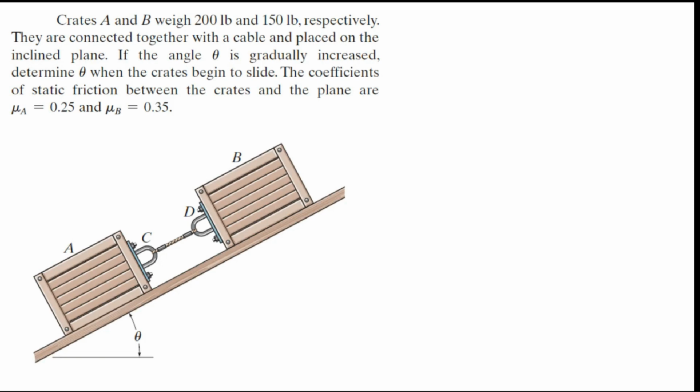The coefficients of static friction between the crates and the plane are, for mu A, the coefficient of static friction of crate A, that is 0.25, and the coefficient of static friction of crate B is 0.35.